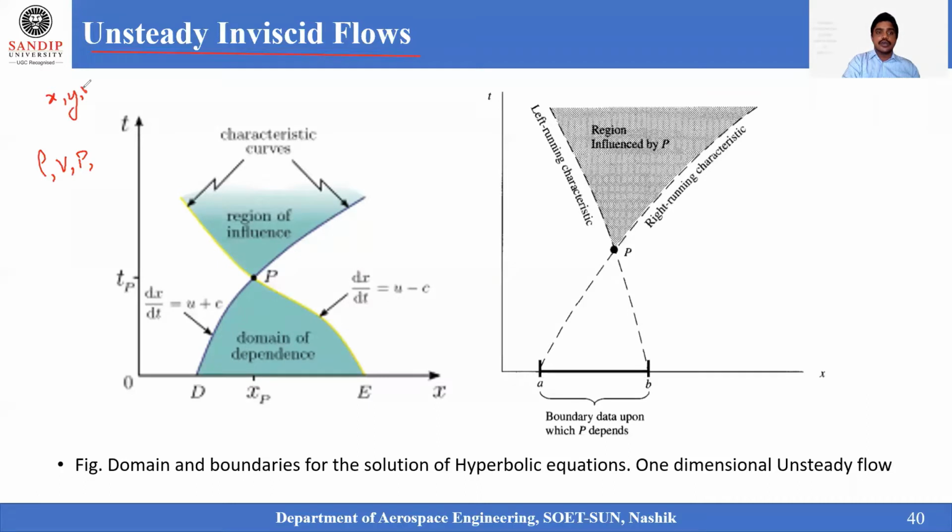If you are talking about the coordinate frame, that is x, y, z, comma t. So the flow properties are varying with respect to x, y, and z, and even with respect to the time variable, that is ∂ρ/∂t, or ∂v/∂t, or ∂p/∂t. Where it is varying with respect to time, we call it an unsteady fluid flow problem.